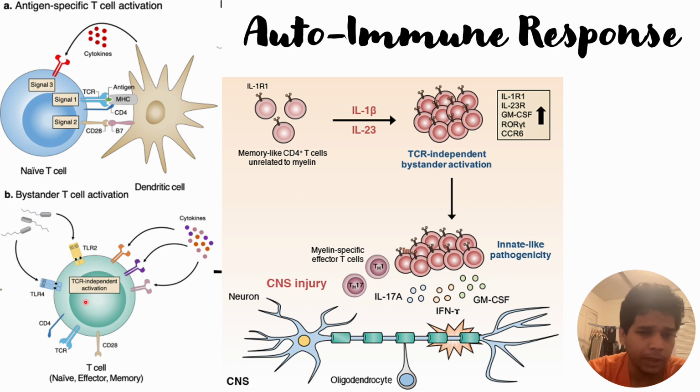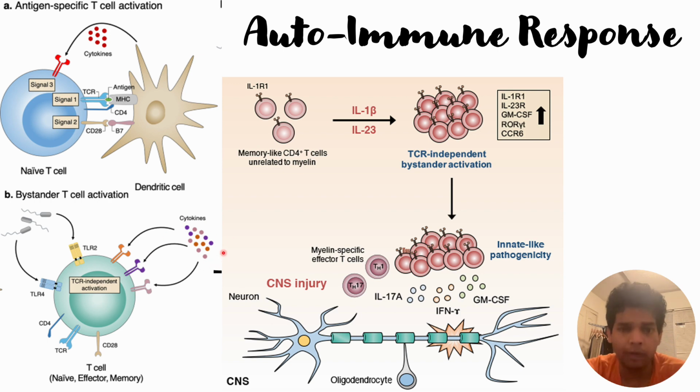However, there are some T cells that do not require the major histocompatibility complex for their activation, and they are known as bystander T cells, effector cells, or memory T cells, as they already have the information about the specific antigen of the foreign antibodies. And in this case, these bystander T cells will get activated through different ways. One of the ways shown here is via toll-like receptor 2 or toll-like receptor 4 activation, or they might also get activated with the help of some cytokines.